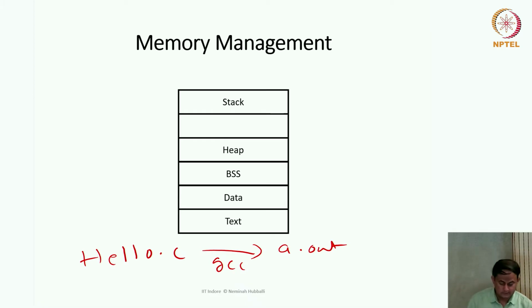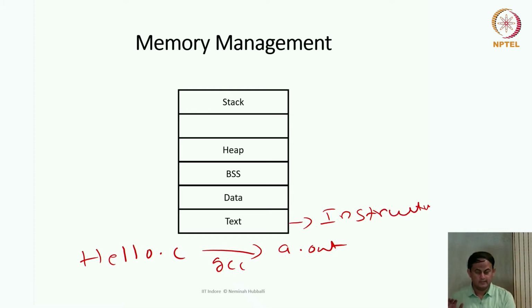The text segment, what is shown here, is the one which contains the actual instructions of that program. When I write a program in a high-level language and compile it, the corresponding object file that gets generated has the machine instructions. Those instructions come and sit in this segment, which is the text segment.